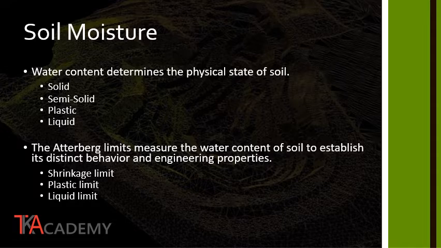Water is one of the components of soil. All soil has some water. The amount of water content determines what the physical state of soil is, so it can be solid, semi-solid, plastic, or liquid. The measurement of water content of soil to establish its distinct behavior and engineering properties is called the Atterberg limits. The Atterberg limits define a soil's shrinkage limit, plastic limit, and liquid limit.